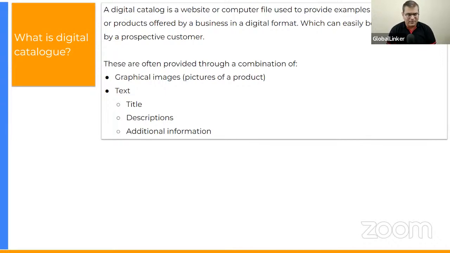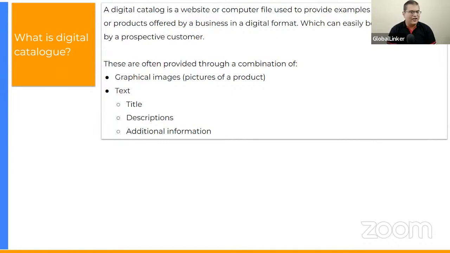So a digital catalog is a website or a computer file used to provide examples of personal work or product offerings by a business in a digital format, which can easily be accessed digitally by a prospective customer. I'm going to repeat this line. I've just read it from the slide, but I'm going to repeat this line once again, because it is extremely crucial: which can be easily accessed digitally by a prospective customer.